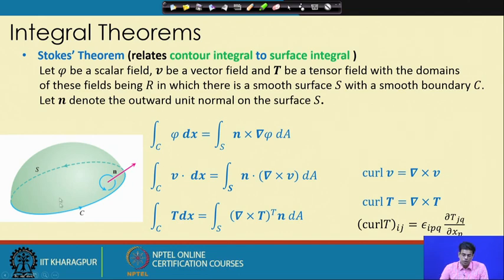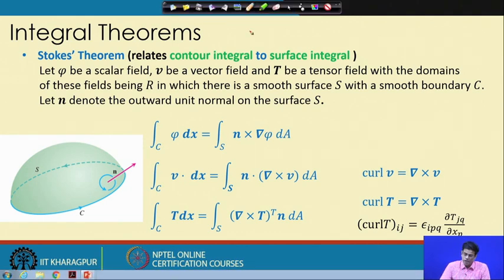So, the purpose of Stokes theorem is to connect the surface integral over S, or the field over S, to the field over contour C. Now, similar to the previous case, let phi be a scalar field, V be a vector field, and T be a tensor field, with the domain of these fields defined over R, which has a smooth surface, and this smooth boundary is C, and N denotes the outward unit normal on the surface S. What Stokes theorem tells us is, if I take phi as a scalar, then the integral of phi dx is equal to the integral of n cross del phi dA. Here, phi dx is over the contour, the line C, and n cross del phi is over the surface S. So, this is for a scalar field.